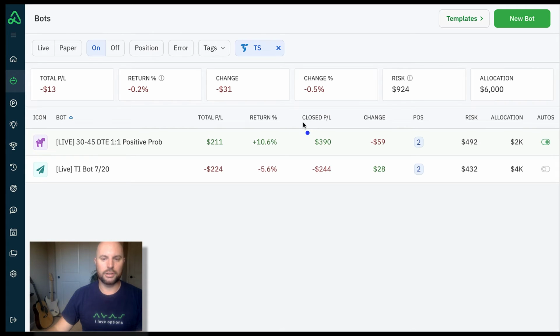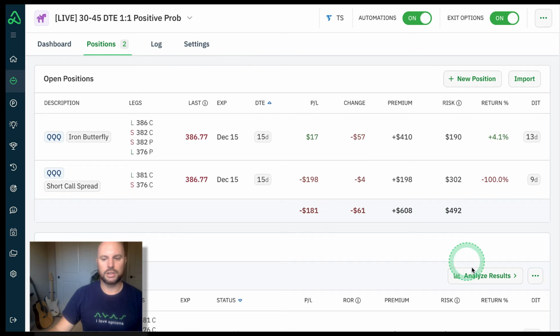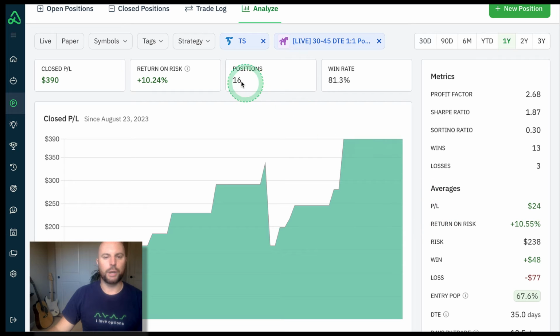Now, if you look at the closed P&L, it is actually performing a little better. I'm not going to look too much into that. Maybe that's just a conversation piece because the trade count is relatively low. But if we jump in and look at the positions and analyze these since they've been running, it's done pretty well. We only have 16 positions, so I'm not going to sit here and tell you that this is the magic trading strategy. We're still pretty early. Been running it for almost 2 full months.